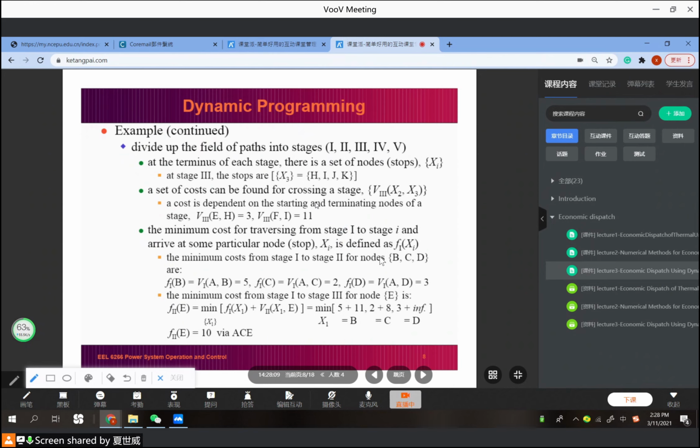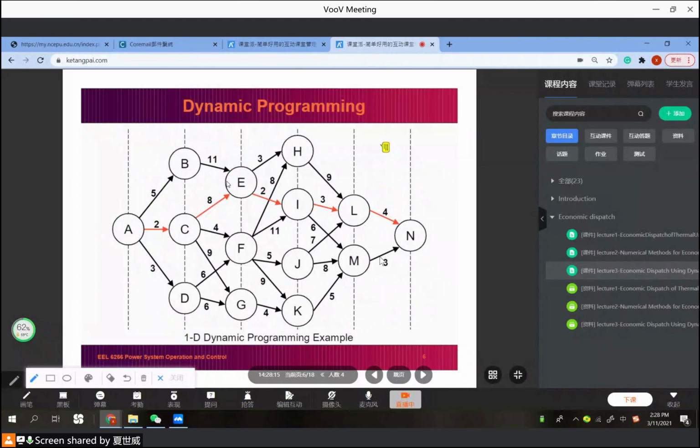Okay. A set of costs can be found for crossing a stage. For example, you travel from stage 1 to stage 2. You travel from this to this. If you travel from point B in stage 2 to point E in stage 3, the cost is 11. Okay, the number above the arrow is the cost. So that means if you travel from point C to E, from the 2nd stage to the 3rd stage, the cost is 8. So the number in this figure means the cost you travel from one point to another point.